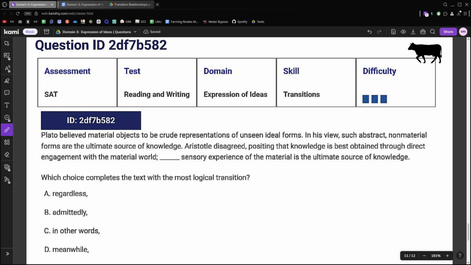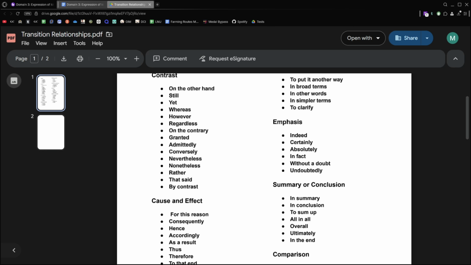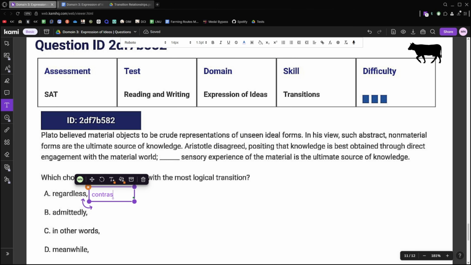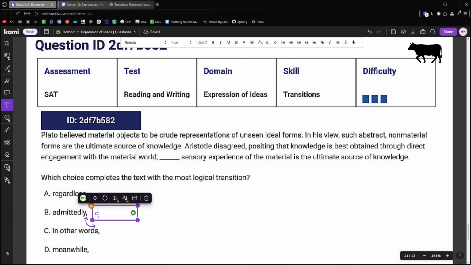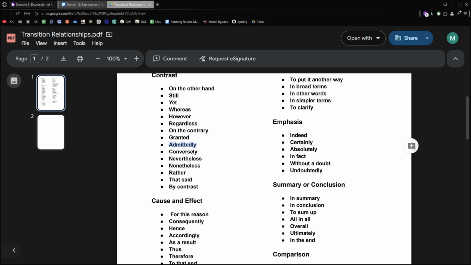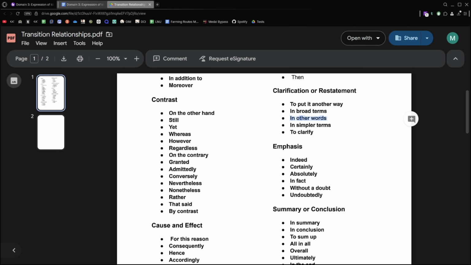Slide number 11. Let's take a look at our answer choices and categorize them. Regardless, that's going to be a, right here, contrasting word. Admittedly, that's also going to be a contrasting word. In other words, that is going to be a restatement right here.